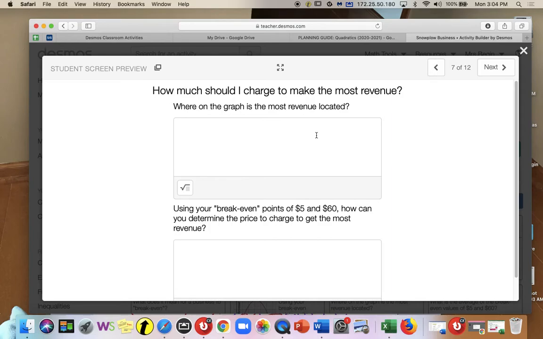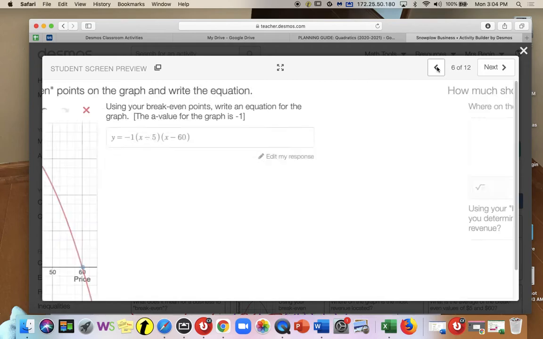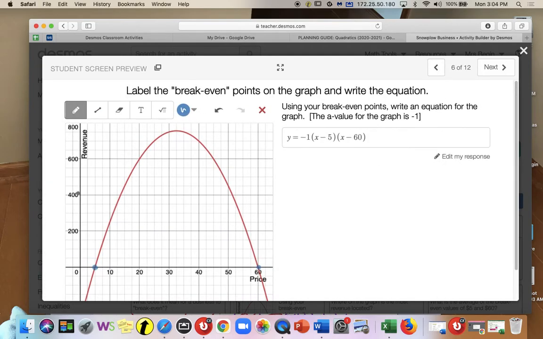How much should I charge to make the most revenue? Where on the graph is the most revenue located? Okay, so highest profit, revenue is profit. And if we take a look, it's a little bit over, okay, so here's 700, 750. It's a little bit over $750 profit, but let's see how much we have to charge for that. And we can see that it's going to be a little bit more than $30 a driveway.